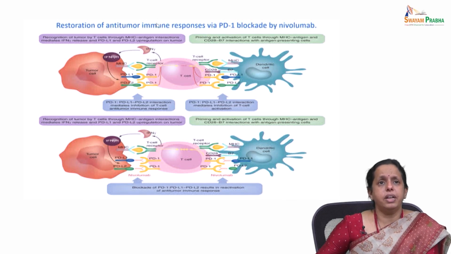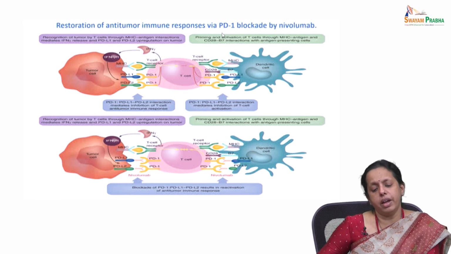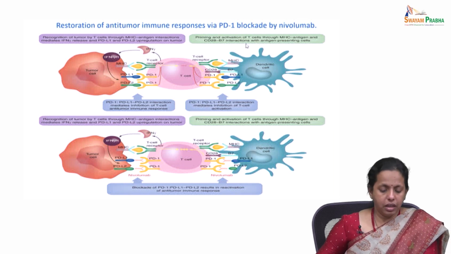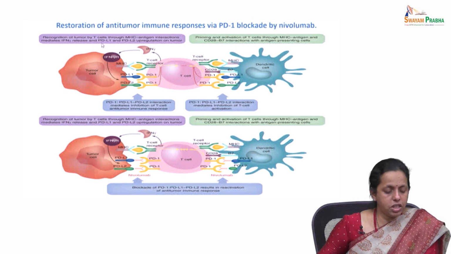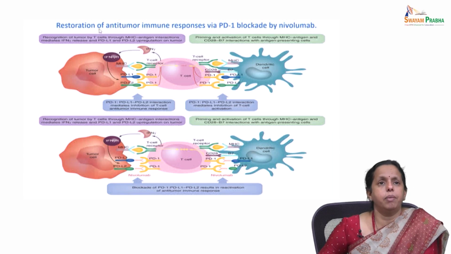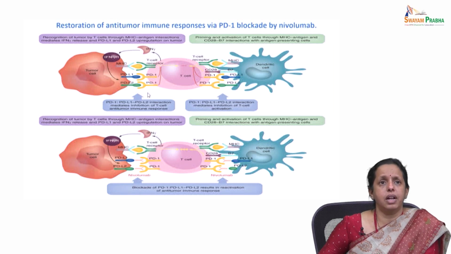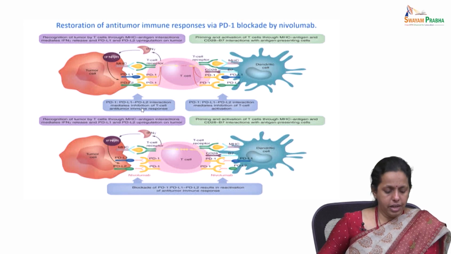This again is a very fantastic diagram which shows how the anti-tumor immune response via PD-1 blockade by nivolumab is achieved. A very fantastic figure like the earlier one. For example, you have the recognition of tumor by T cells through the MHC antigen interactions, which mediates IFN gamma release and PD-L1 and PD-L2 upregulation. This is the very first thing that happens. As we have seen in the previous slides, you have your upregulation. Your PD-L1 interaction mediates inhibition of the T cell anti-tumor immune response.